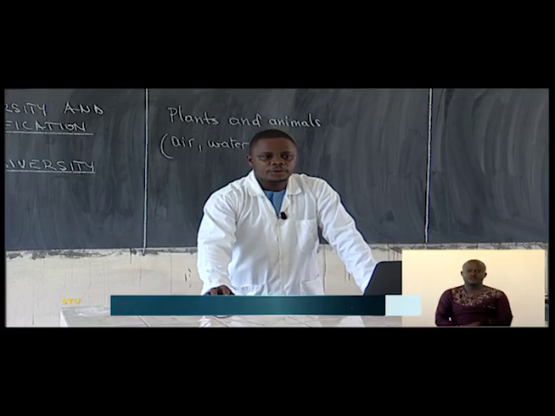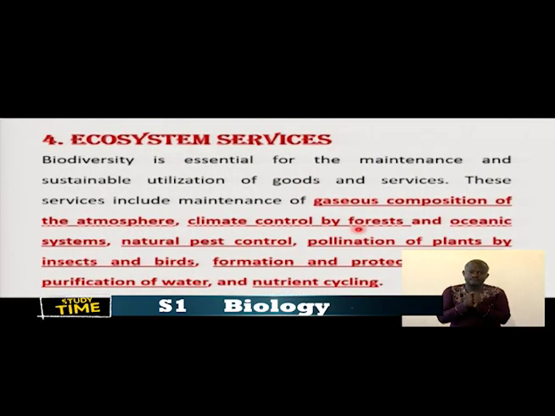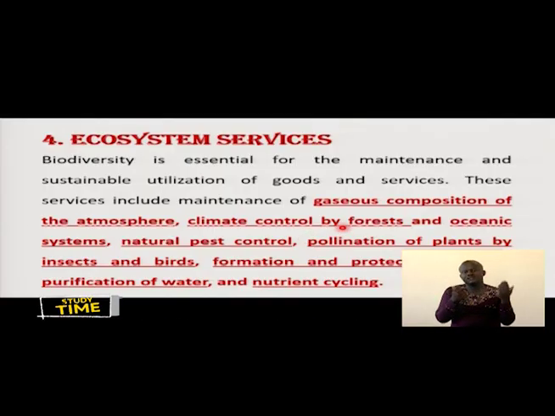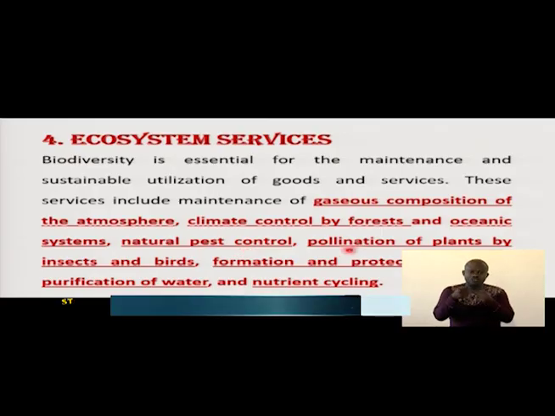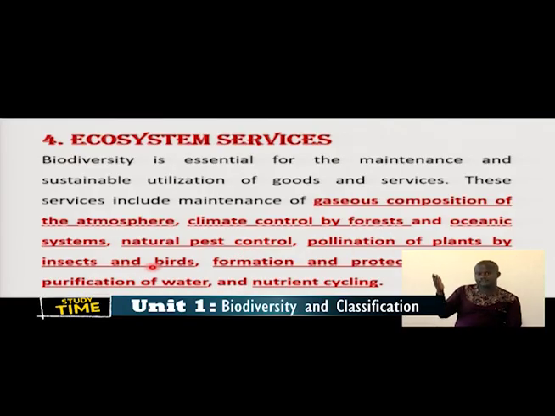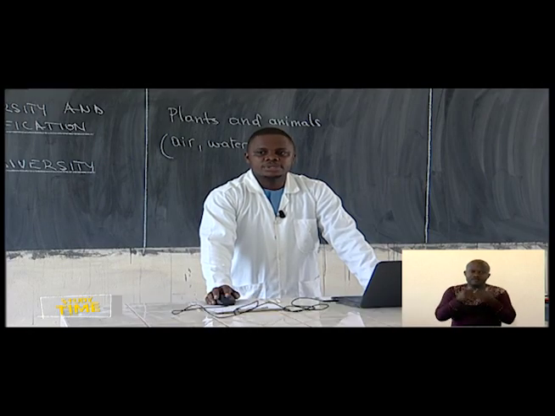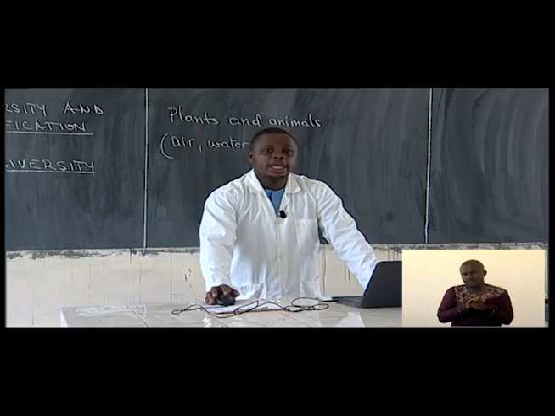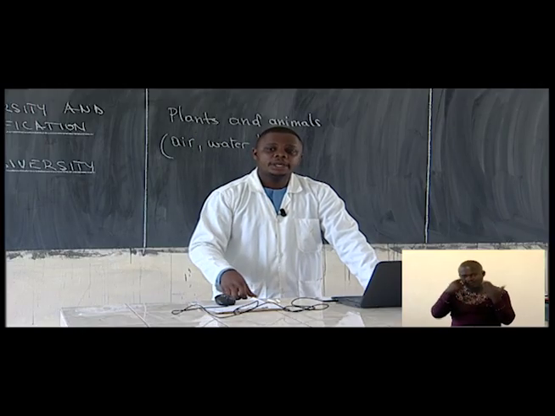Climate control by forests. Remember, forests are very important because in forests we find different plants and trees which provide oxygen and consume carbon dioxide. Oceanic systems, natural pest control, pollination of plants by insects and birds. Remember, insects and birds are good and important agents for pollination.